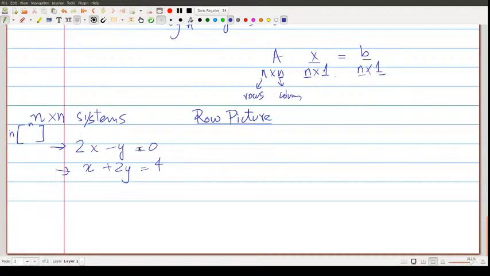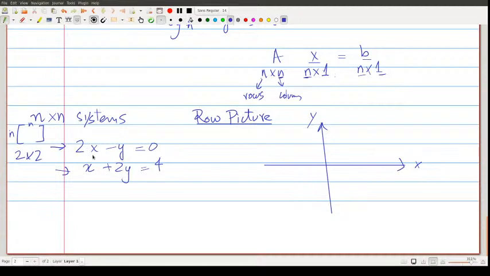And so the first thing that I want to do is, I have a 2 by 2 system, so I'm going to visualize this in 2-dimensional space. So I have x on this axis and y on this axis, right? And so 2x minus y equals 0 is, let's just try to find some points. This is of course going to be a line.